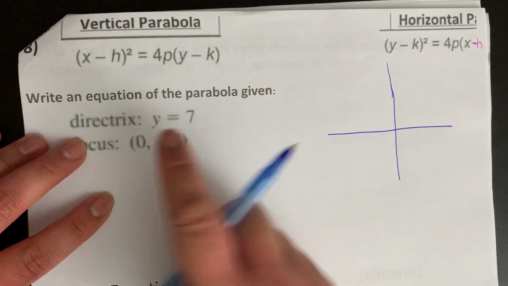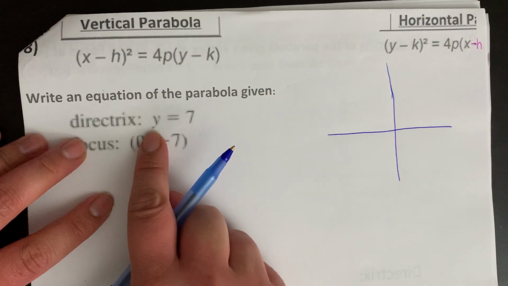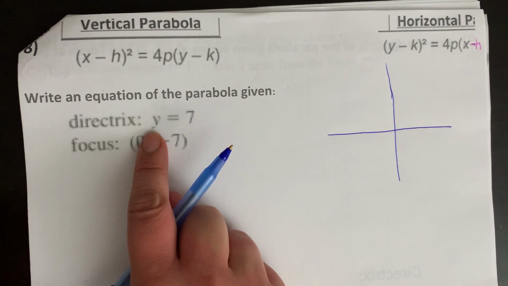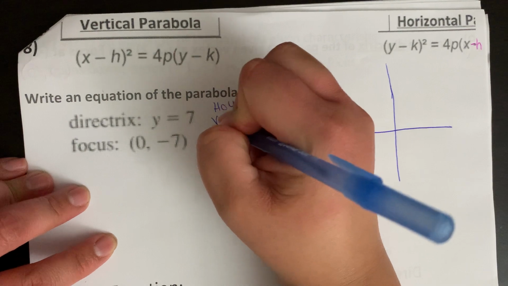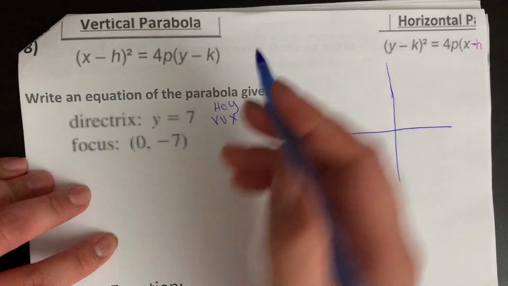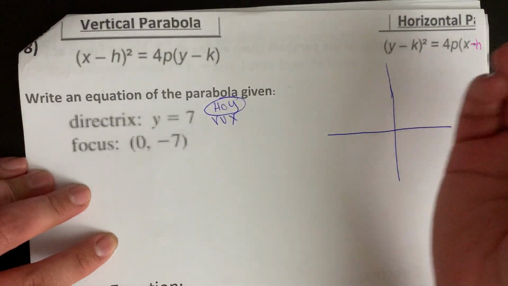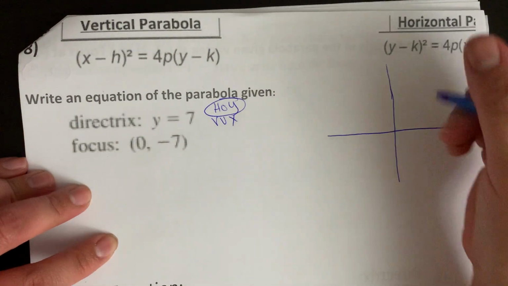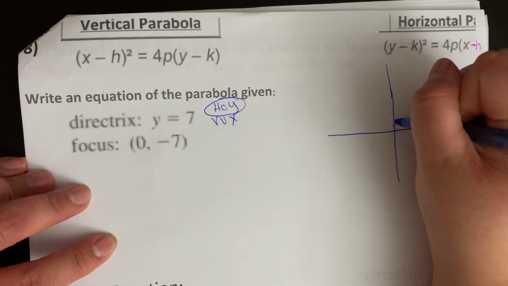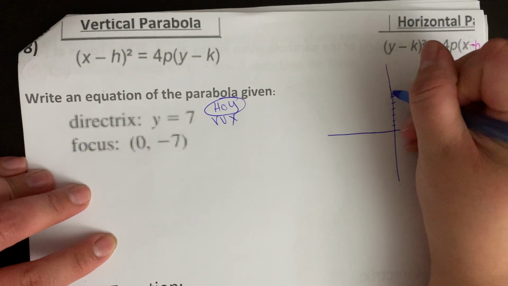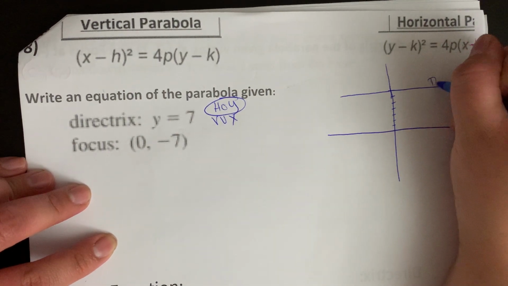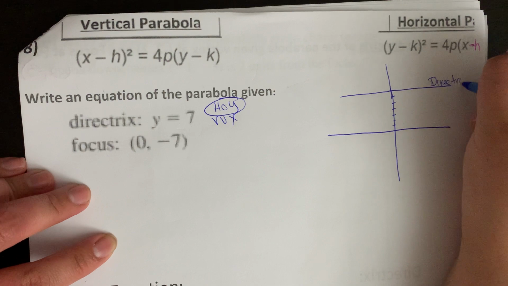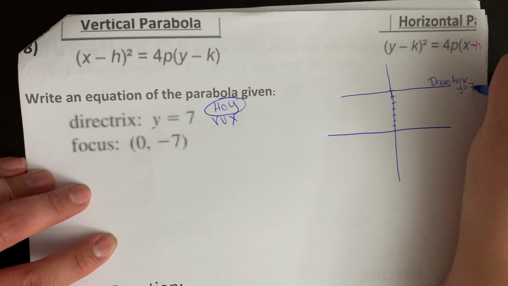Now remember, anytime you have a variable that's just one, a y or an x, we like to think of the acronym HOVI-VUX. So this is y, which I know is HOI, which means I'm going to have a horizontal line at y equals 7. So here's y, 1, 2, 3, 4, 5, 6, 7. So I'm going to have the directrix right here. Directrix at y equals 7.